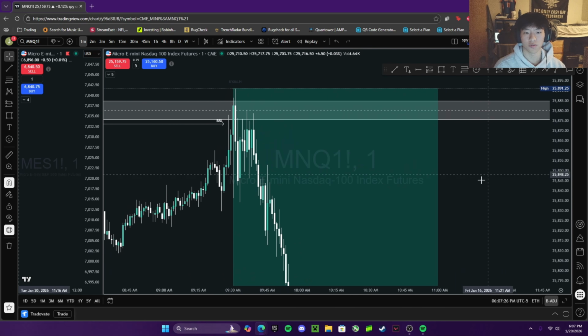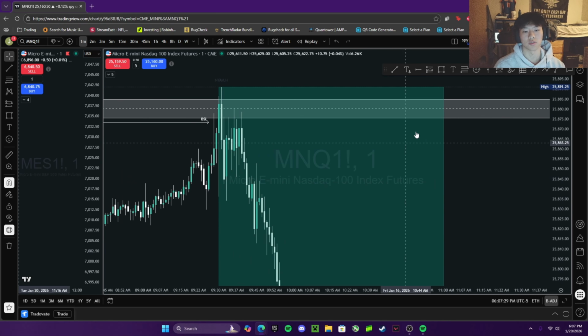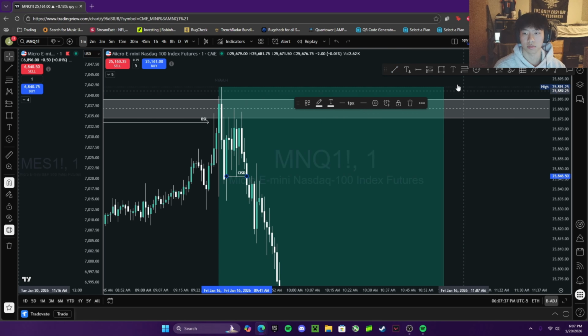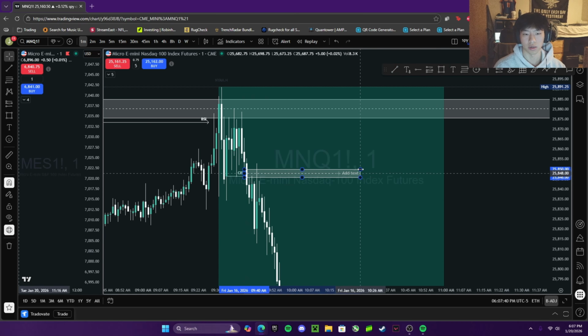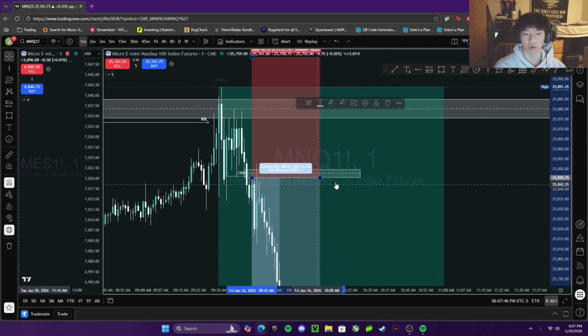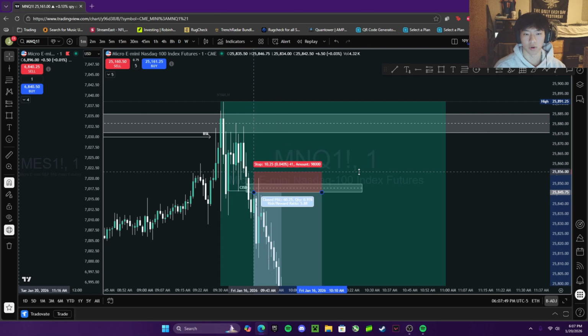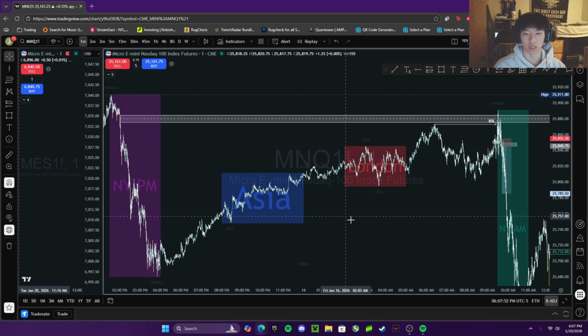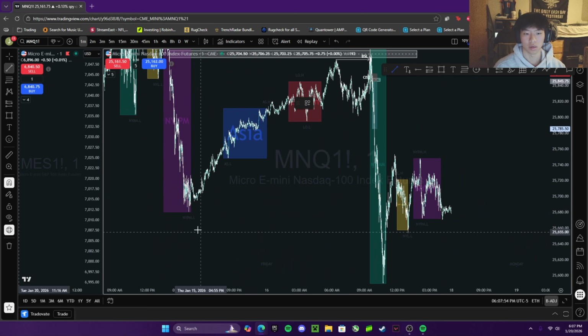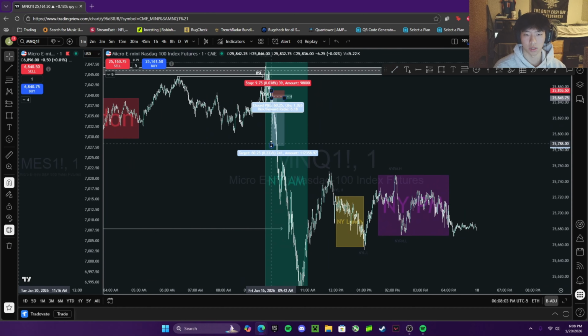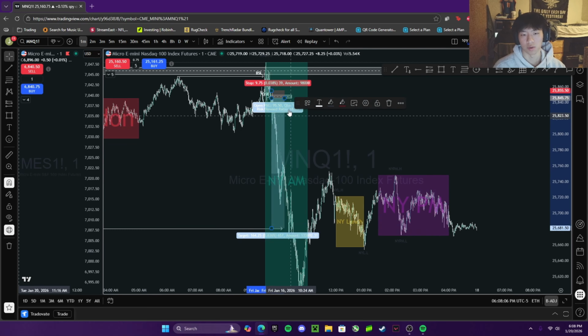So pretty much what we want to wait for is change in state of delivery as well as a confluence, which would be a fair value gap. We get our change of state of delivery right here, and we also get our fair value gap right here. You would put your entry right at the fair value gap, stop right above the high of the candle, and you would target all of the engineered liquidity right here. And you can target New York session PM lows. So this would have been a beautiful trade. This would be a 1 to 16.